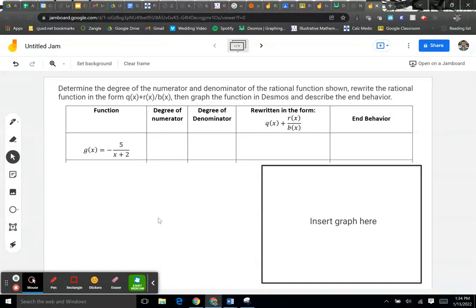Hey everybody, this video is here to help you out with getting started with our next task. For this one, we're going to start to connect this form of a rational function with the end behavior, as well as what the degree of the numerator and denominator of our original rational function might tell us about the end behavior. So to do this, first we need to look at this rational function and decide what the degree is.